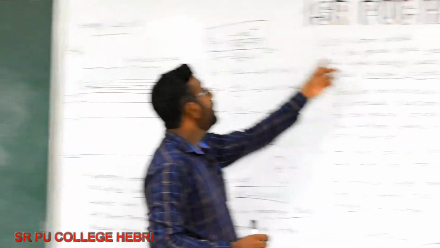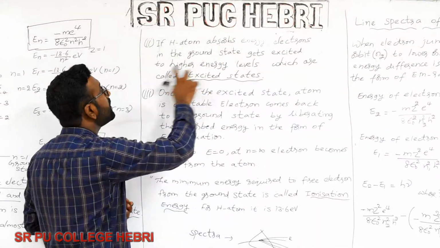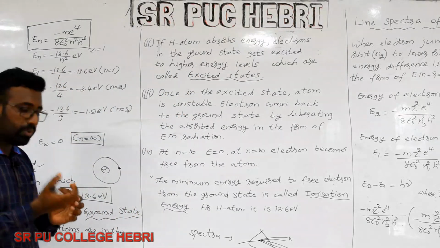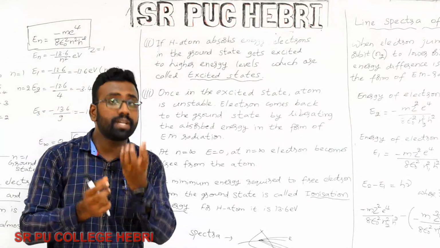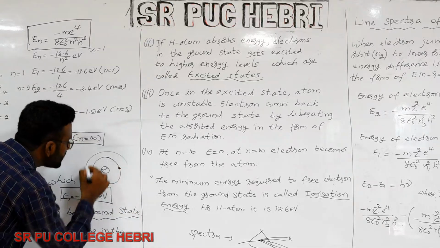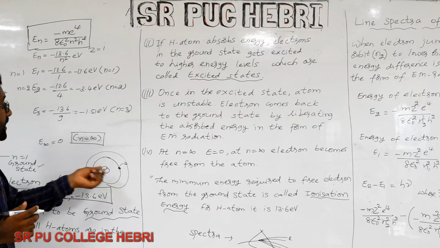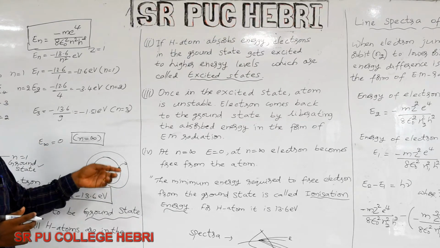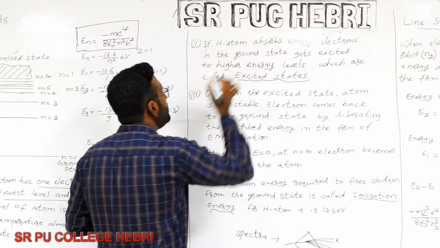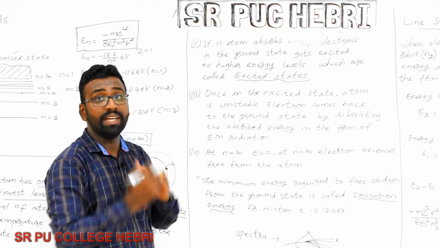Next point, if a hydrogen atom absorbs some amount of energy, electrons in the ground state get excited to higher energy levels, which are called excited levels. If you supply some amount of energy to this hydrogen atom, electrons in the ground state will get excited to a higher energy state. For a hydrogen atom we have only one orbit, but you can assume some excited states, which are higher energy levels.